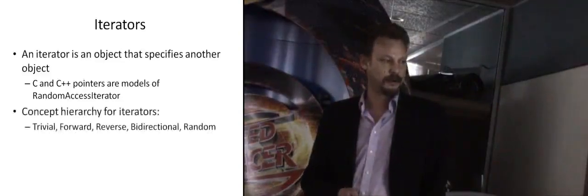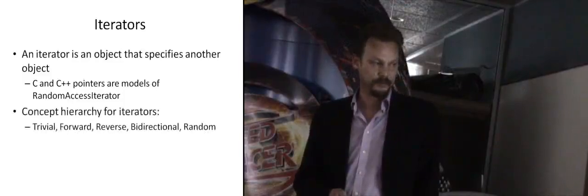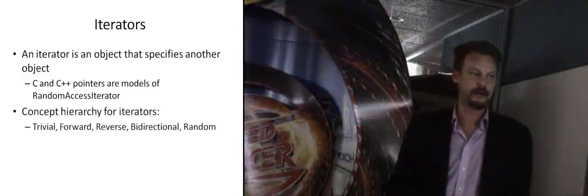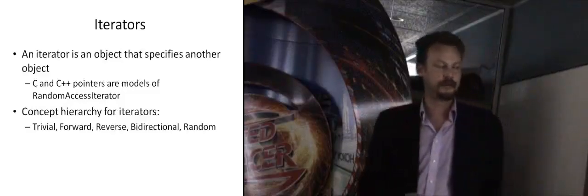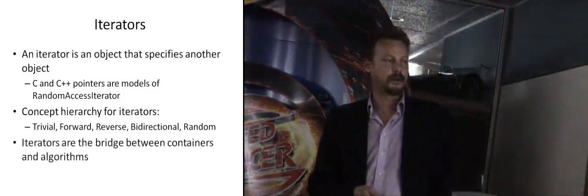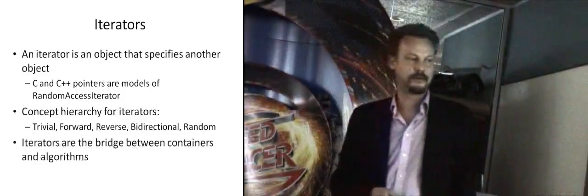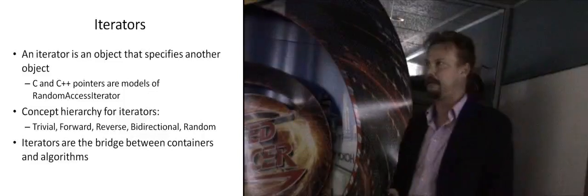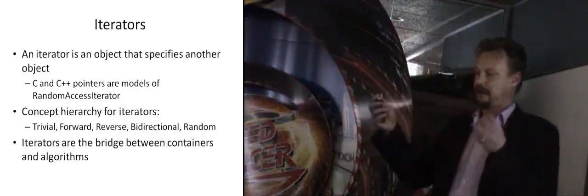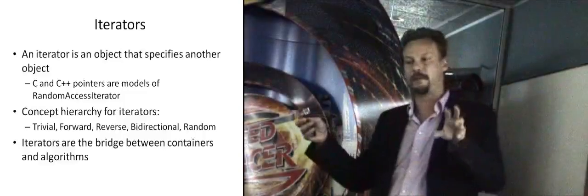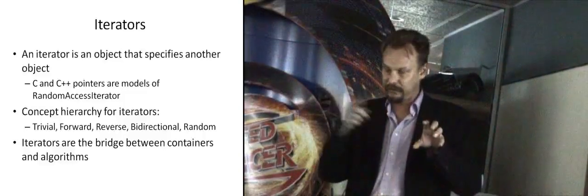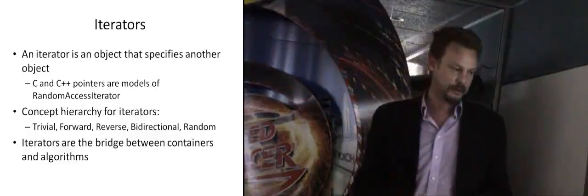There's a concept hierarchy for iterators: trivial iterators, forward iterators, reverse, bidirectional and random iterators. I'll cover what these all mean shortly, but the key point here is that iterators are the bridge between containers and algorithms. So you can write the algorithm once and it'll work on different containers. The algorithm can be independent without caring about the containers because all the interconnects are via iterators.